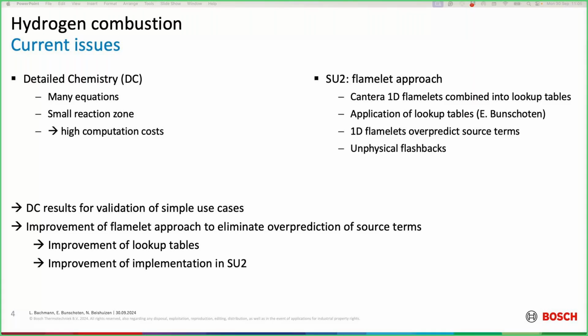However, these one-dimensional Cantera free flamelets have a big issue. The issue is that they do not assume any external heating or cooling. However, when we have the burner, we have external heating or cooling due to the walls of the burner. So this leads to an overprediction of the source terms. The source terms are the initial conditions for energy release to the surrounding.